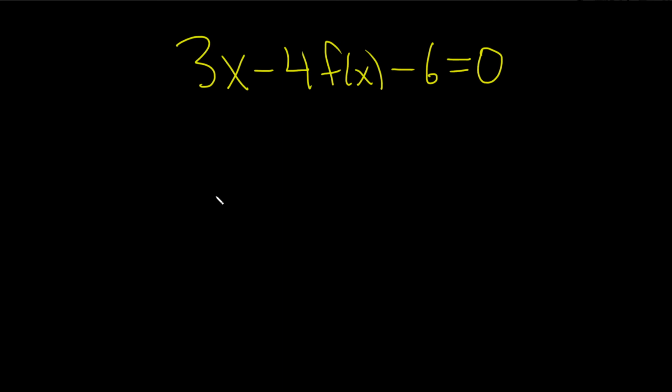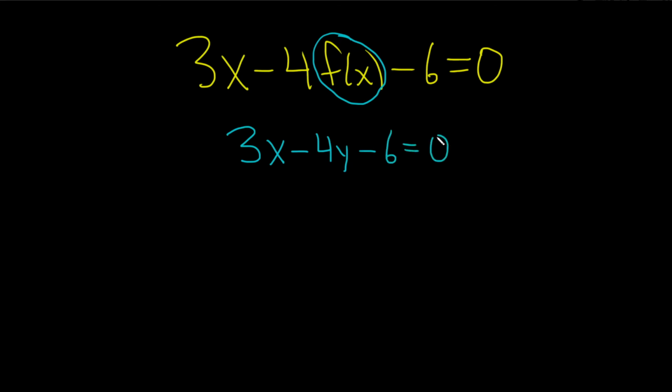In this problem, the directions are to graph the linear function. So we have 3x minus 4 times f of x minus 6 equals 0. The most important thing to realize is that this f of x here is the same thing as y. So we can rewrite this as 3x minus 4y minus 6 equals 0.